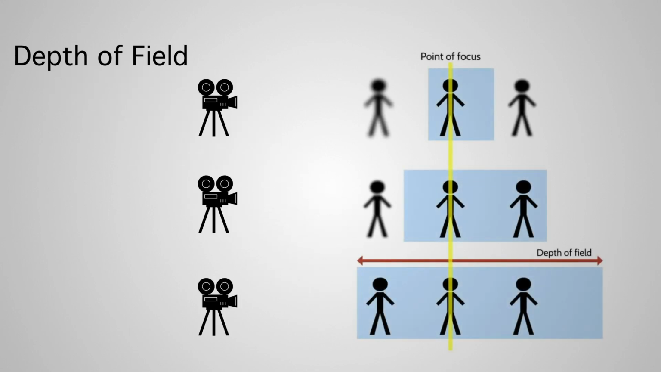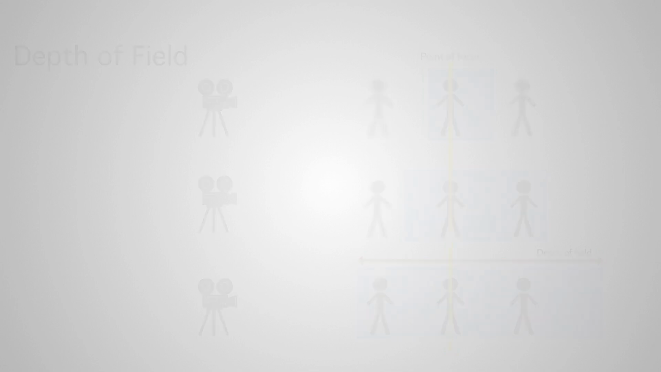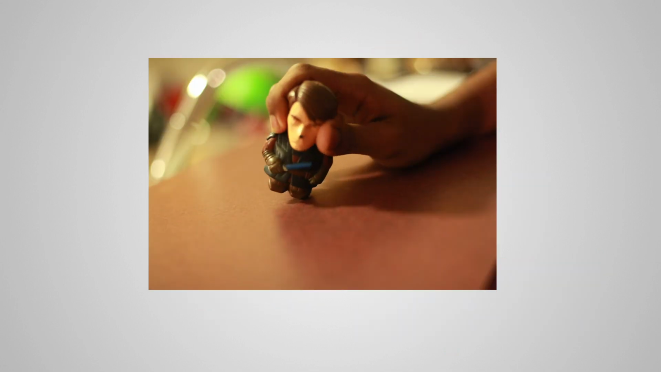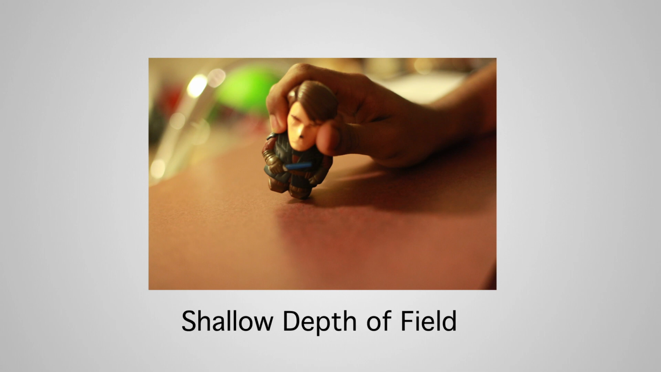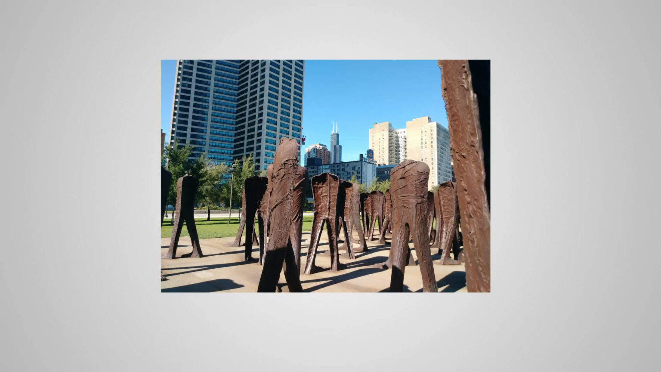But what is depth of field? The depth of field is the range of how much objects in your camera are in focus. Take this picture for instance. See how blurred the background is? This has a very shallow depth of field. Now take a picture like this. This has a very wide depth of field.